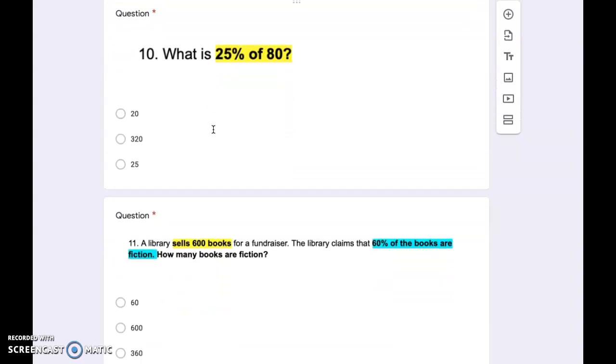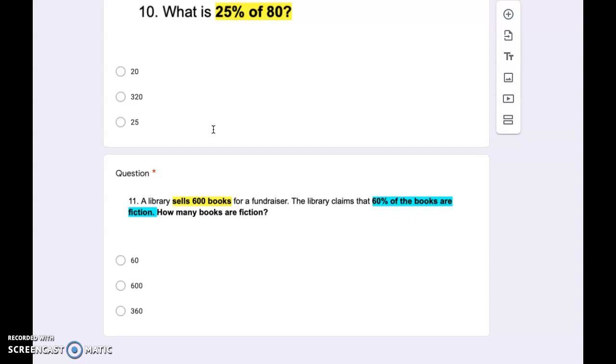Number 10. What is 25% of 80? So set up your equivalent rate, write your percent as a fraction, and fill in your is over of. Your choices are 20, 320, or 25.